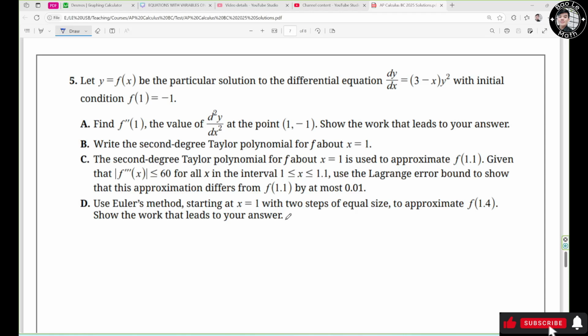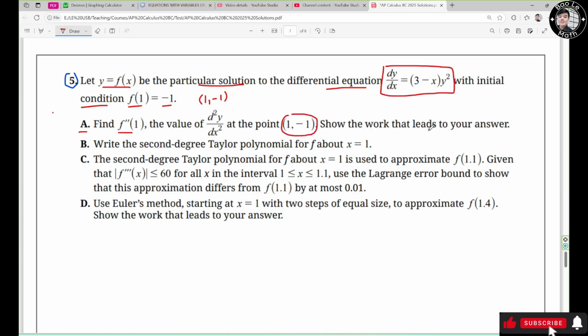Hello everyone, in this video we're going to solve 2025 AP Calculus BC free response question 5. Let the function y equals f(s) be the particular solution to the differential equation dy/ds equals (3 minus s) times y squared with initial condition f(1) equals -1. Question A: find the second derivative of f at the point (1, -1). Show the work that leads to your answer.